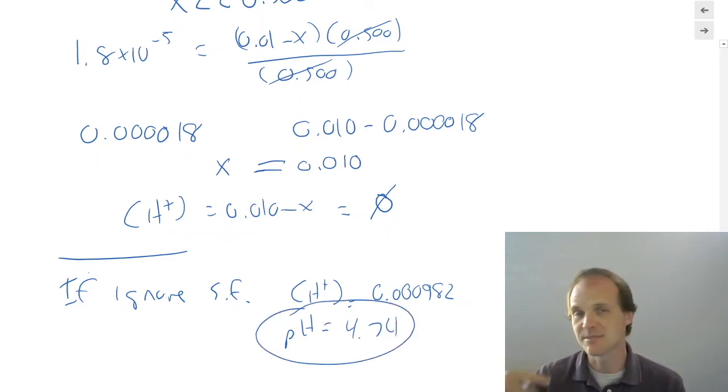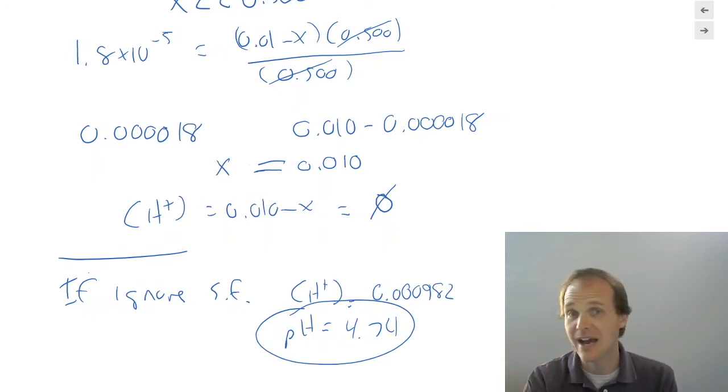I added a small amount of acid and I got no change to pH. That's great. That's exactly what I was looking for, right? That I have something that resists changes to pH. But in order to solve that problem, I had to ignore significant figures. And if you think chemists are going to be okay with a problem that, in order to solve it, you need to ignore significant figures, you need to think about significant figures more. So there's something not quite right.